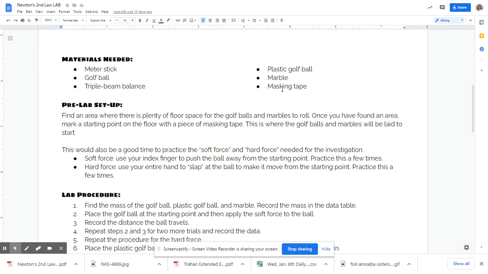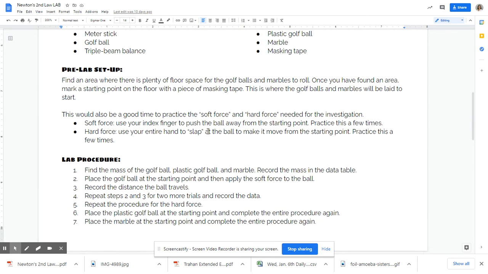Okay, so for the setup, what you're going to do is find an area where there's a lot of floor space, so that the balls that you're going to use will be able to roll pretty easily. Once you've found yourself a space, please go ahead and mark a starting point somewhere on the floor with that tape and a little piece of paper. That's where you're going to start all of the materials that you use, whether it's the golf ball, the plastic golf ball, or the marble.